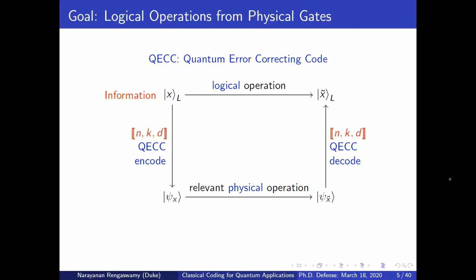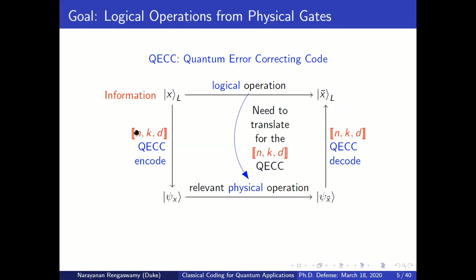So this diagram should commute, is the point. And if you want to do that, then it's clear that for any operation that you want to do on your logical information here, you have to translate that to a physical operation that you can actually do in the lab.